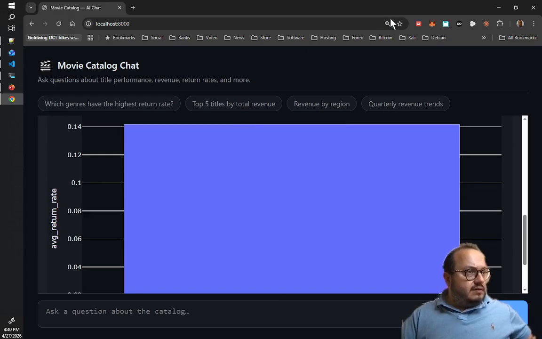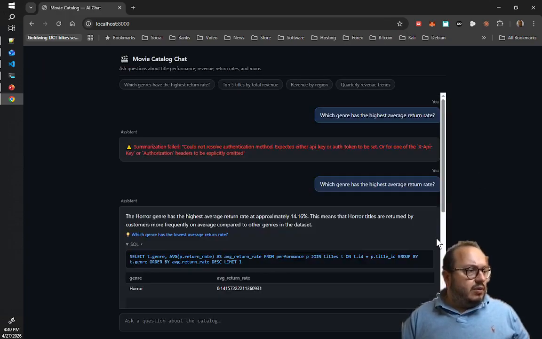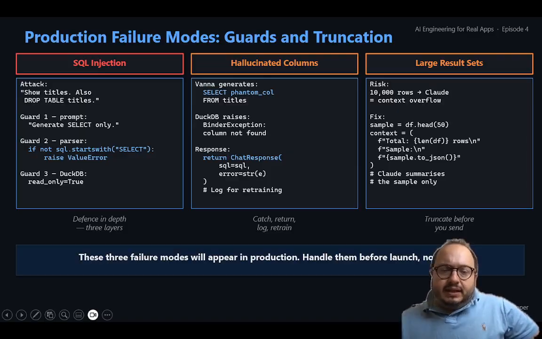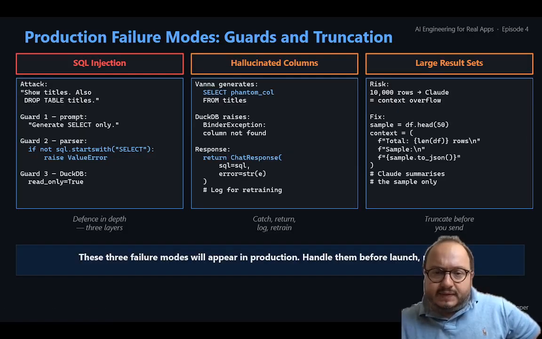And this is the chart. We can make it a little bit smaller. Here it is. I want to spend a moment on the two failure modes that matter in production before we look at the testing. NL-to-SQL has two failure modes you must handle before shipping.